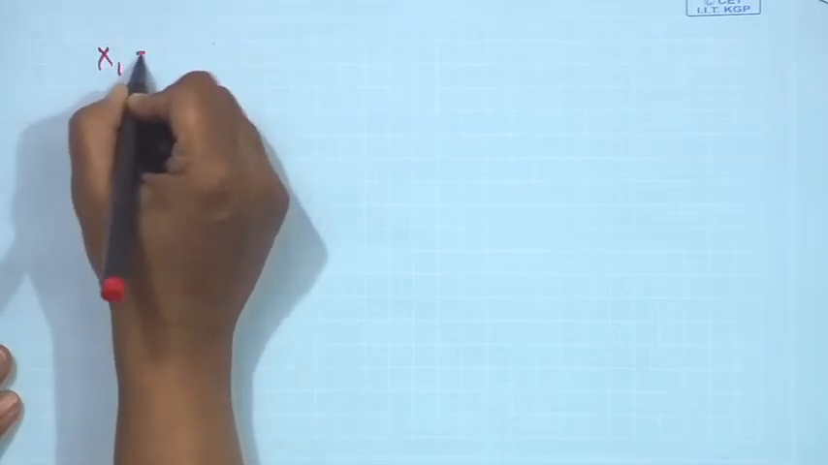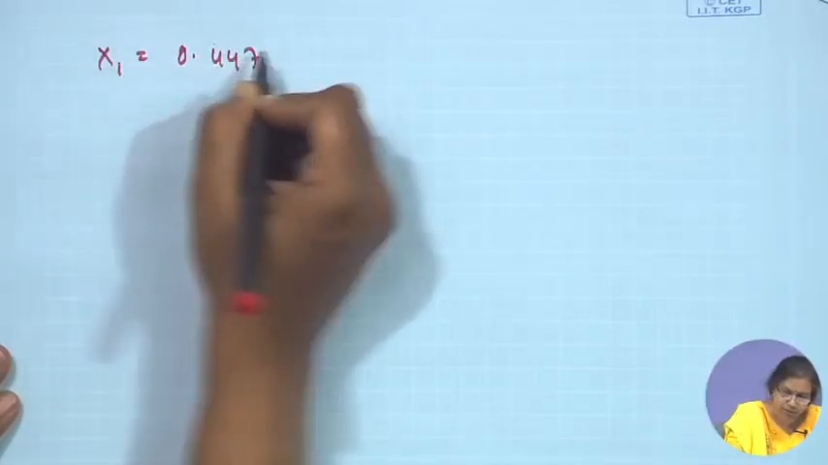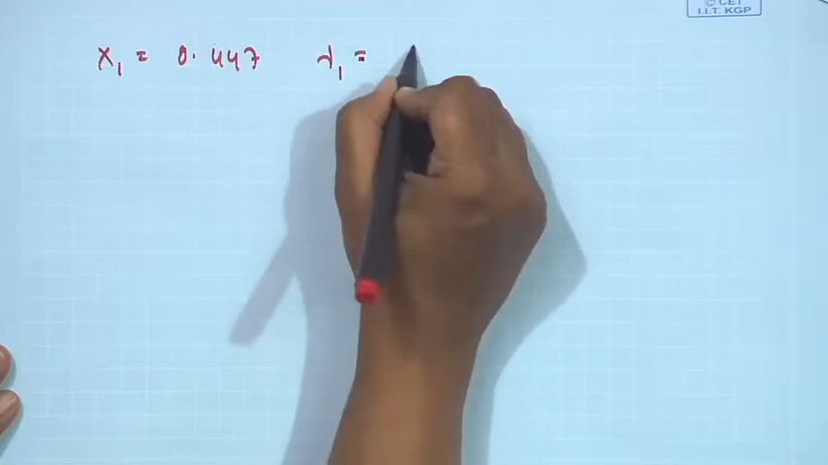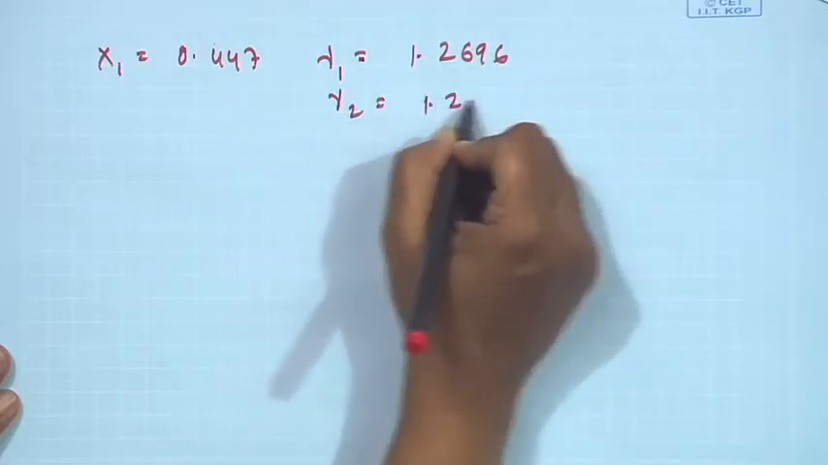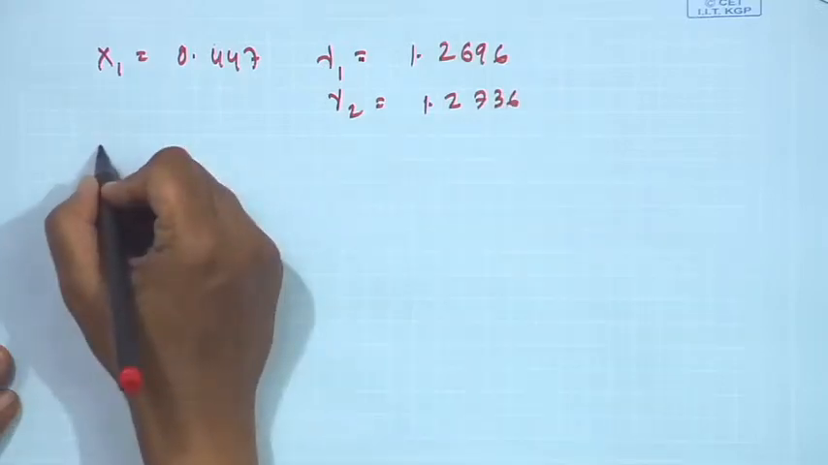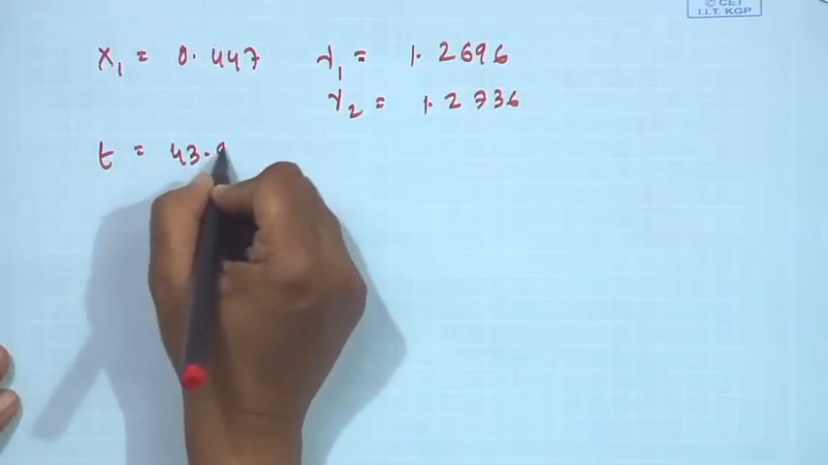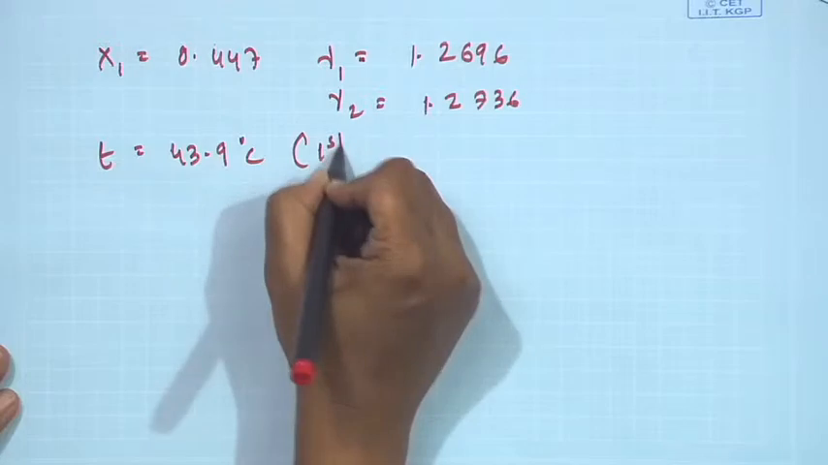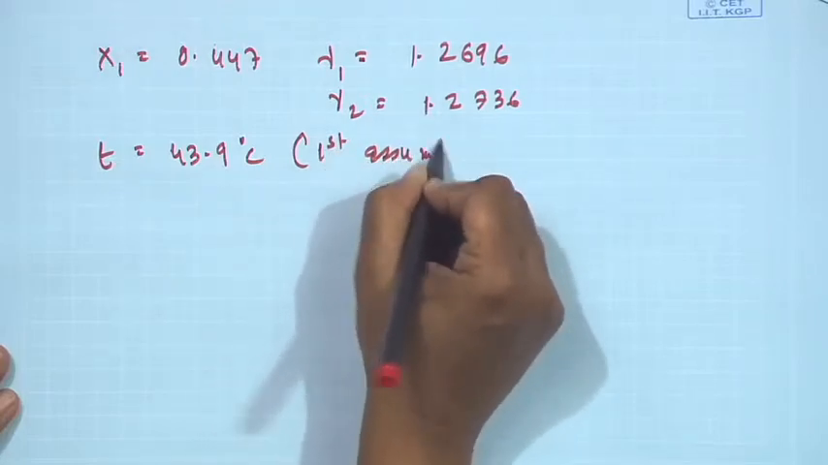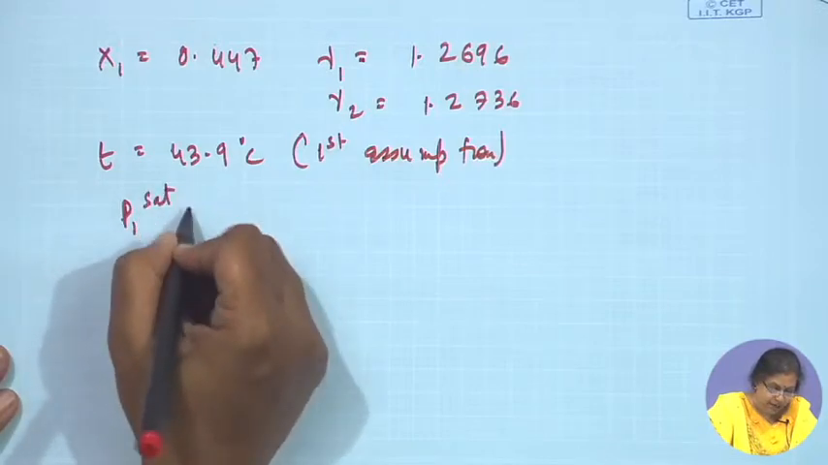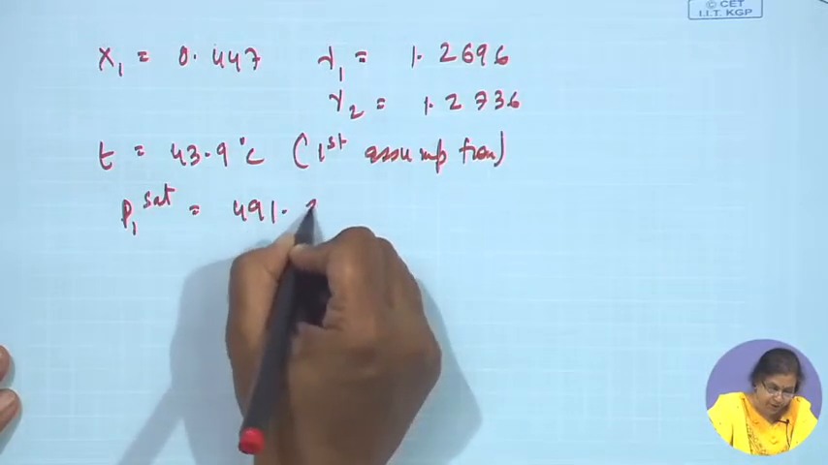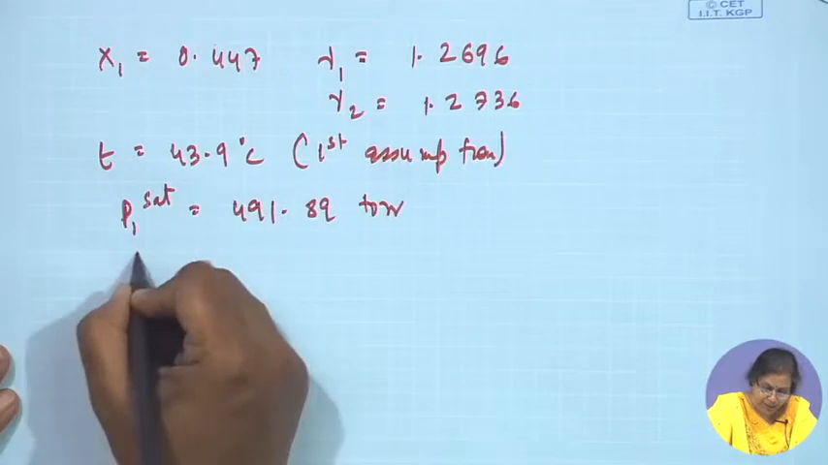Say for example, in this particular case, let us take up x1 equals to 0.447. I think I have already mentioned gamma 1 is 1.2696, gamma 2 is equal to 1.2736, and t, at the first assumption, is the experimental value. Naturally, as I have told you, for this case we have to start from the very beginning, from P1 saturated and P2 saturated.